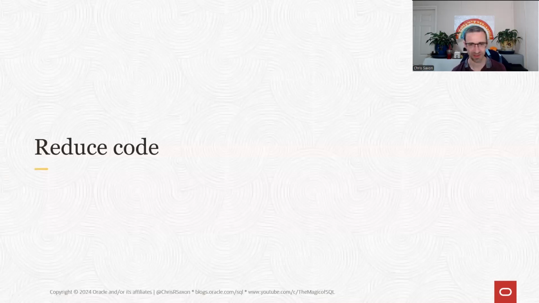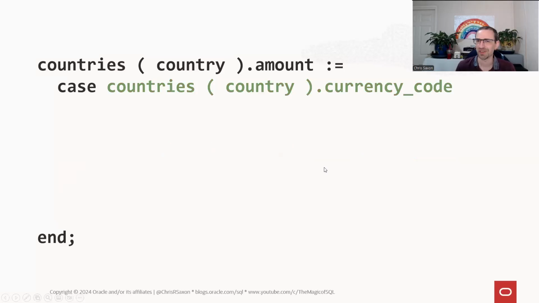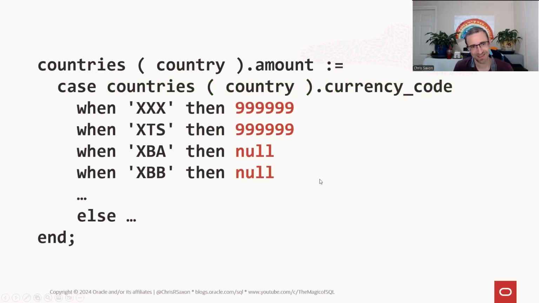Let's just look at some code reduction stuff. As I said, we had our case expression, and we're doing the same thing. We're looking up the currency code and returning a different result as appropriate. It'd be kind of nice if we didn't have to do that, if we just had to list it once. And actually you can. We can make a simple case expression like that, but now we need to list out all the possibilities for this.